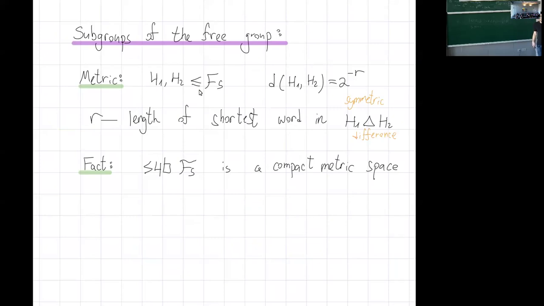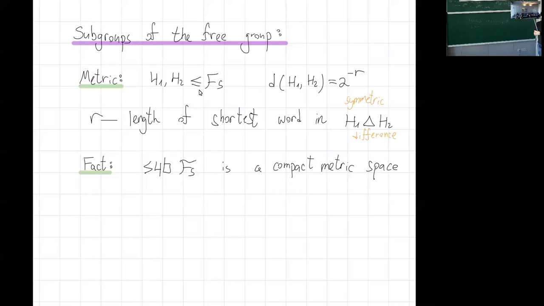a very nice metric. So if you have two subgroups, H1 and H2, subgroups of the free group, you can define a distance between them to be 2 to the minus r. And now I'll define what r is. If H1 and H2 are different subgroups, the symmetric difference has at least one element in it, right? This element is just a word in the alphabet and the anti-alphabet. You just ask what is the length of this word, and you take the shortest one. So out of the symmetric difference, out of the words that are in H1 and not in H2 or vice versa, just take the shortest one. This is r, and the distance is 2 to the minus r.